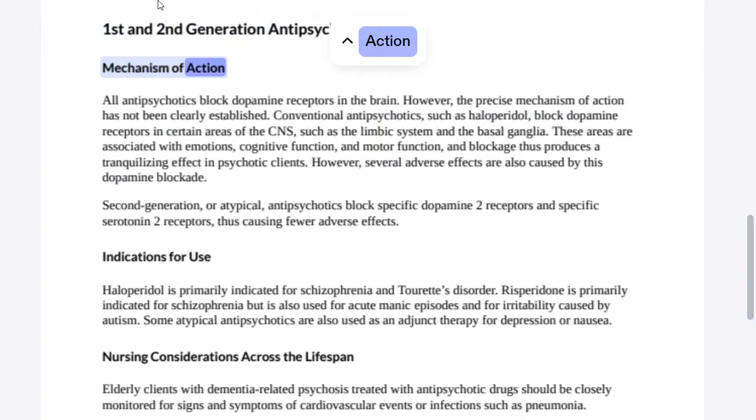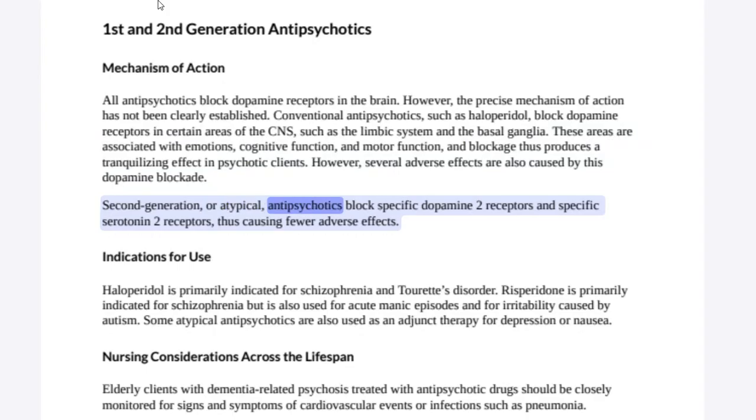First and second generation antipsychotics. Mechanism of action. All antipsychotics block dopamine receptors in the brain. However, the precise mechanism of action has not been clearly established. Conventional antipsychotics, such as haloperidol, block dopamine receptors in certain areas of the CNS, such as the limbic system and the basal ganglia. These areas are associated with emotions, cognitive function, and motor function, and blockage thus produces a tranquilizing effect in psychotic clients. However, several adverse effects are also caused by this dopamine blockade. Second generation, or atypical antipsychotics, block specific dopamine 2 receptors and specific serotonin 2 receptors, thus causing fewer adverse effects.